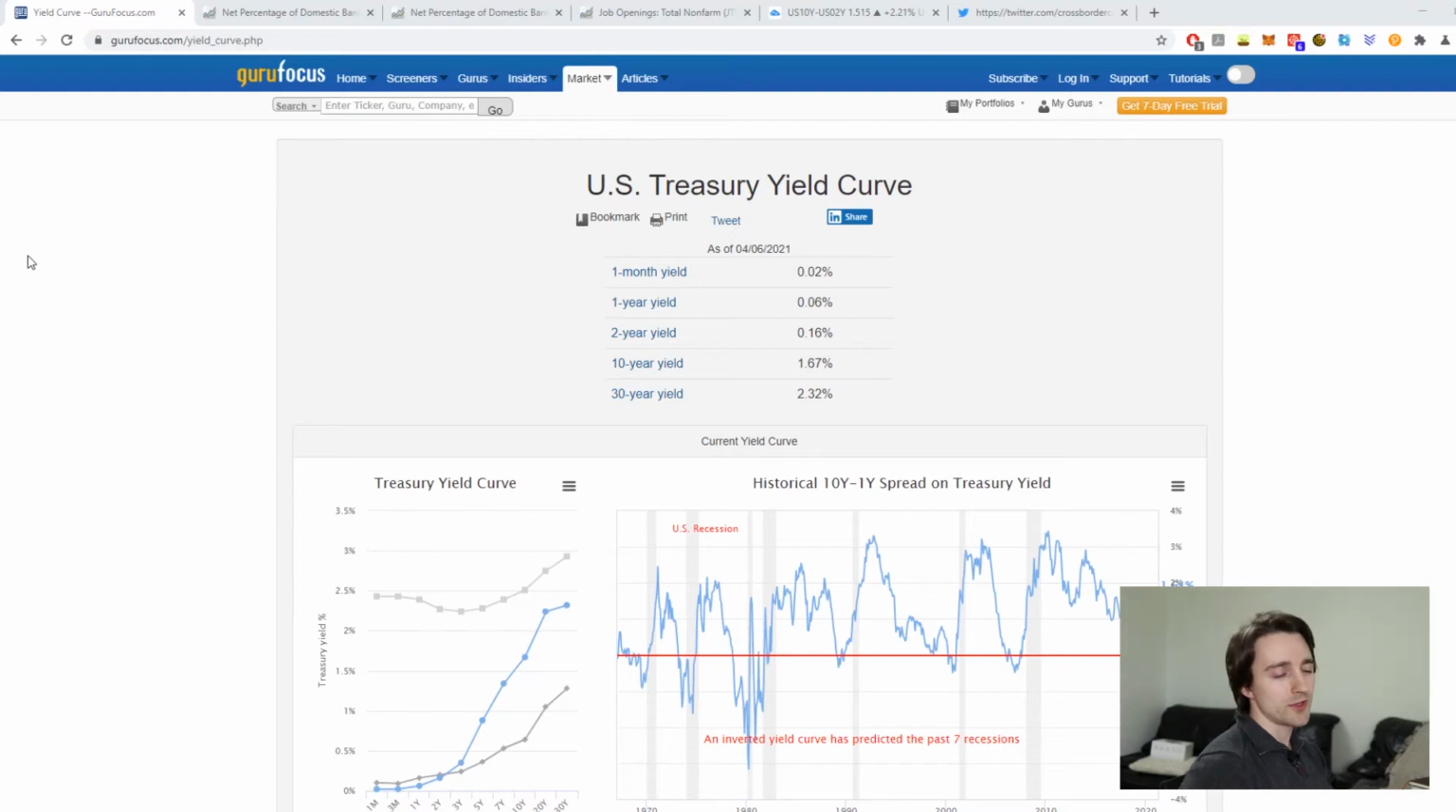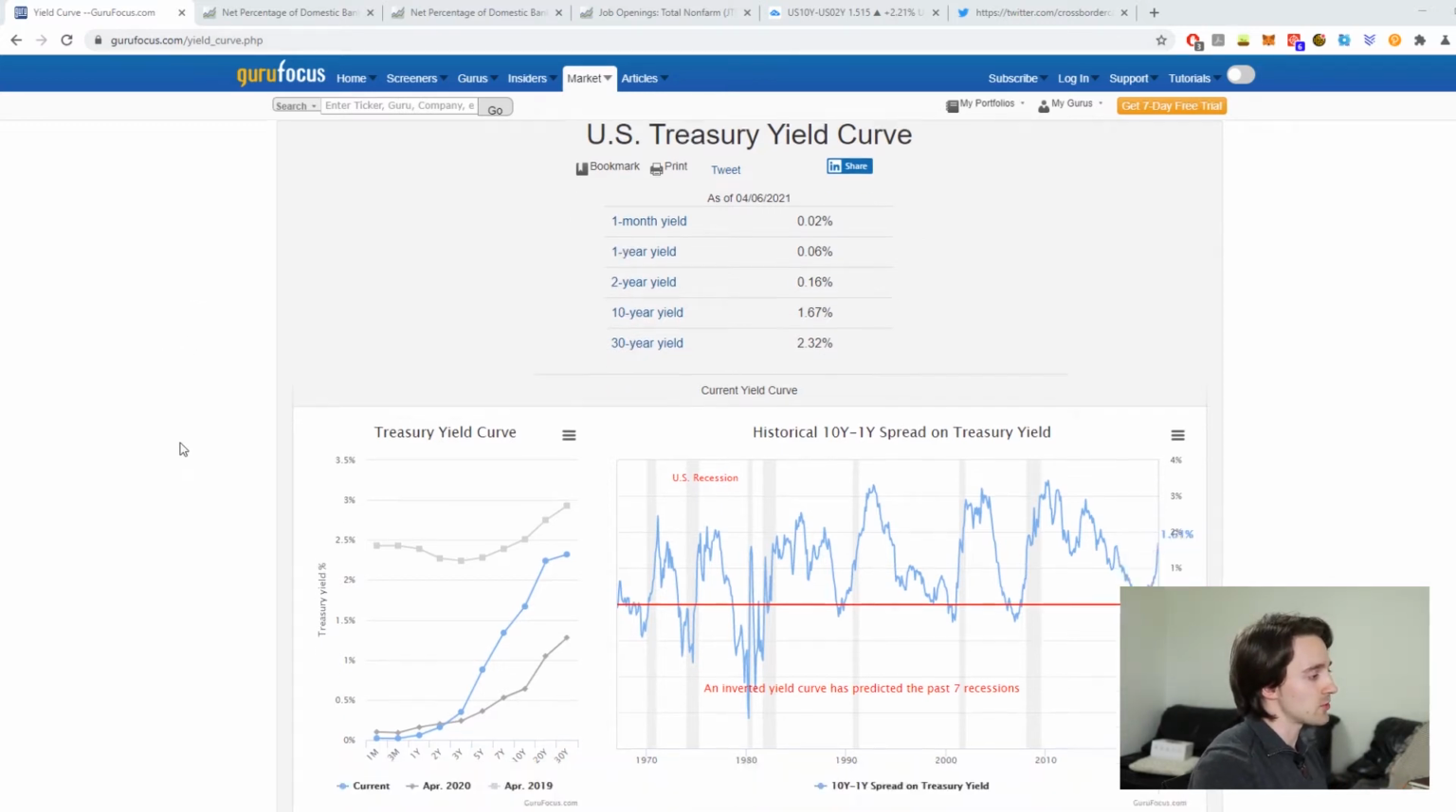If you were to Google the yield curve, you could find some pages from the Federal Reserve or some other links to show you what the yield curve currently is. But the website that I really like is called Guru Focus. It's gurufocus.com/yield_curve. You could just Google Guru Focus yield curve and you'd find it. And what this is showing you, I'll scroll down.